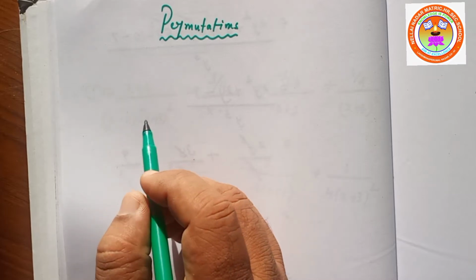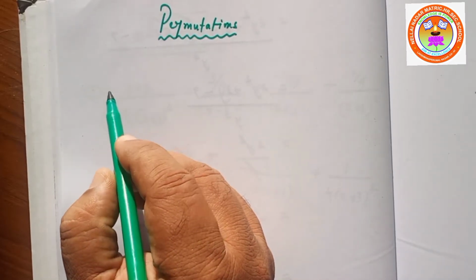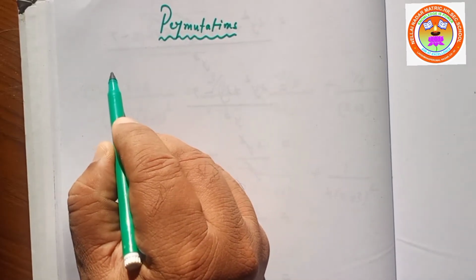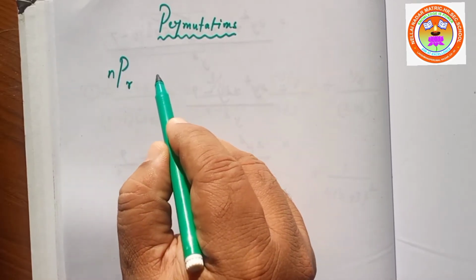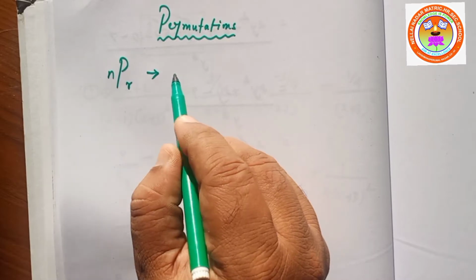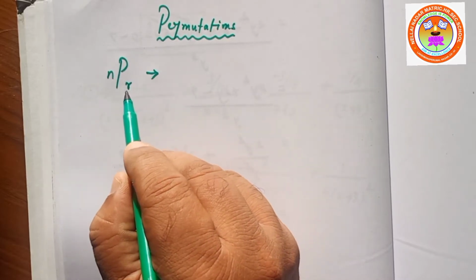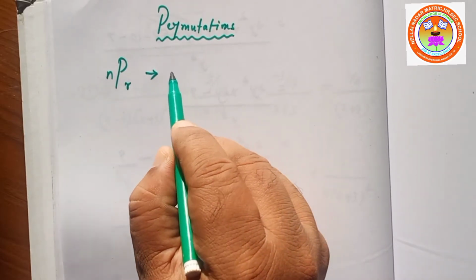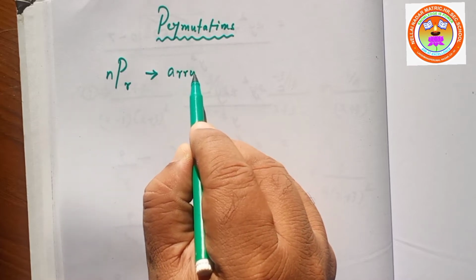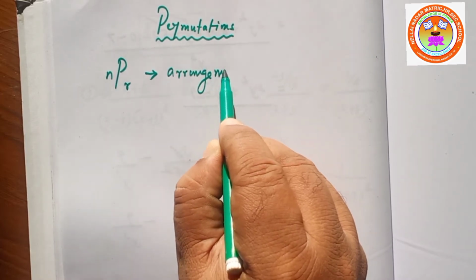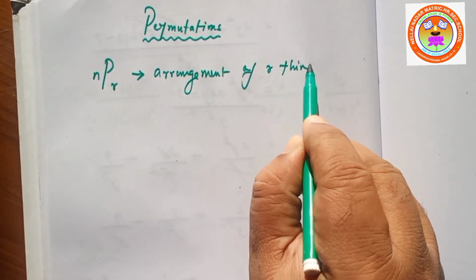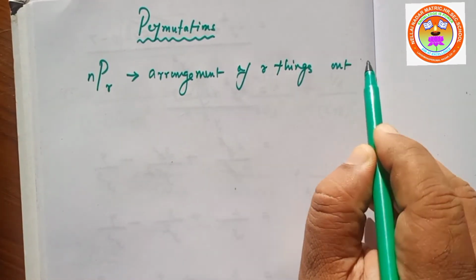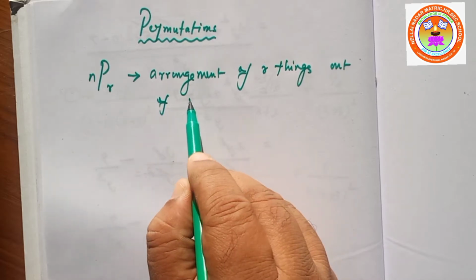Permutation is represented by the letter P. So we can say nPr. nPr means arrangement of r things out of n things. I wrote over here: arrangement of r things out of n things.